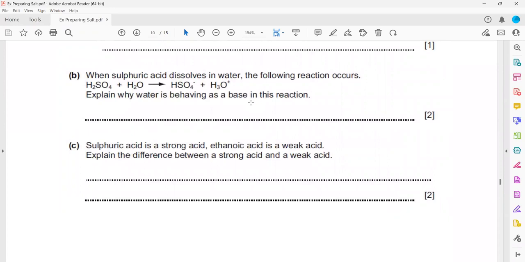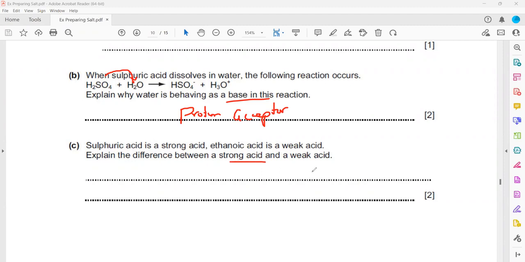When sulfuric acid dissolves in water, the following reaction takes place. Why is water behaving like a base? The definition of a base: bases are proton acceptors. Don't say hydrogen ion, use the term proton or H plus, because it accepts a proton.